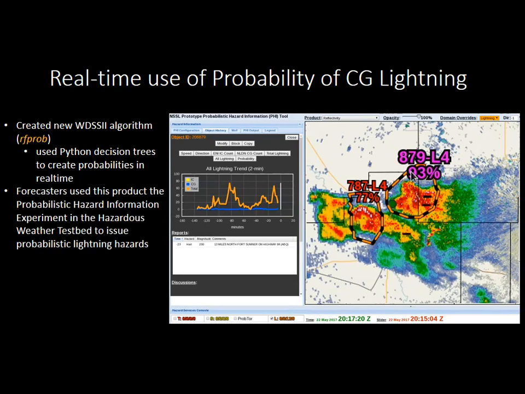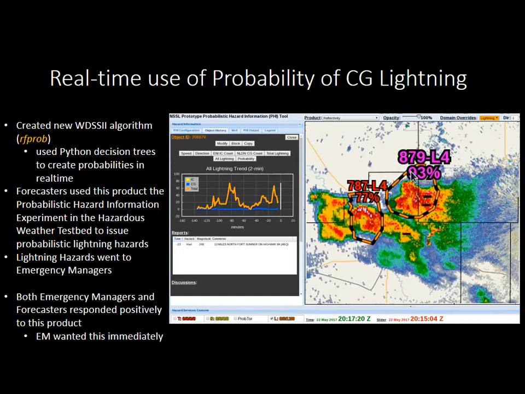And for the past 2 years, we actually brought in National Weather Service forecasters, and they used this product in the probabilistic hazard information experiment that takes place in the hazardous weather testbed in Norman to actually take over and issue these probabilistic lightning hazards. And those lightning hazards then went to emergency managers that were also part of the testbed. And both emergency managers and forecasters responded very positively to this product.